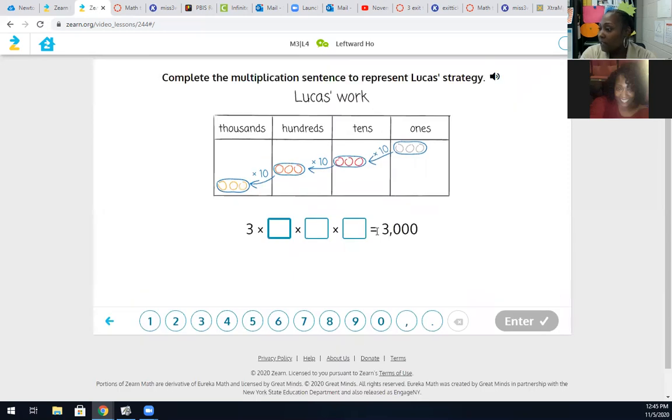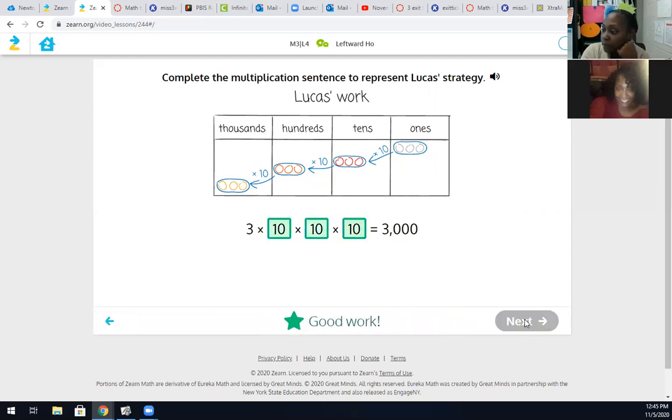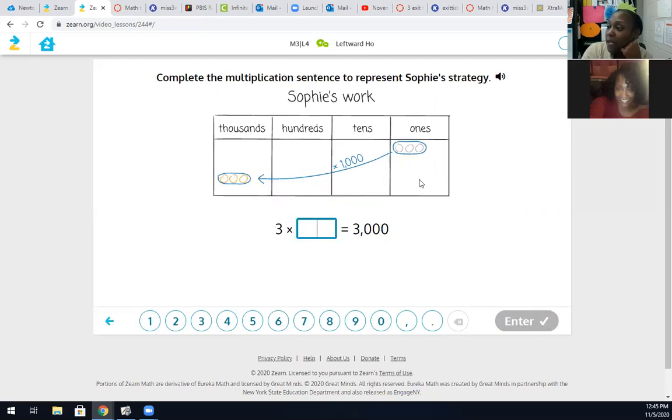Let's see what they're asking us. Complete the multiplication sentence to represent Lucas's strategy. So when we were trying to find hundreds, we did times 10, and that represents the 100. What does it say here? Times 10, they multiply by 10 again, and they multiply by 10 one more time. Look at that. Correct. So what does that mean?